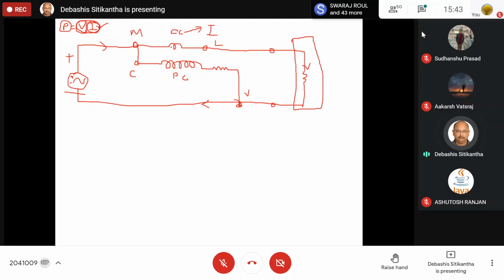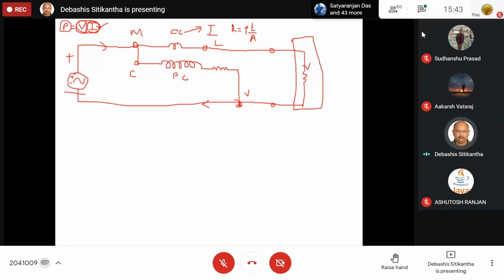Now, the current coil is made out of thick wire with a smaller number of turns. What is the reason behind it? You all know that resistance R is equal to rho L by A. That means if the area of cross section is more, then obviously there will be less resistance, and therefore almost all the current is going to flow through this current coil.